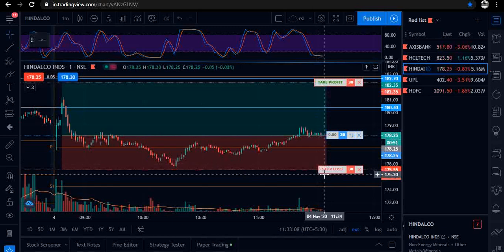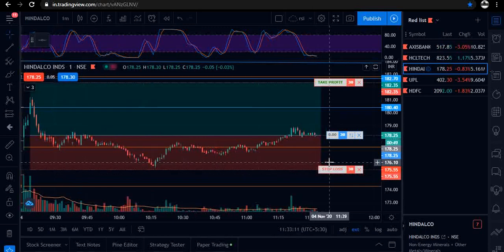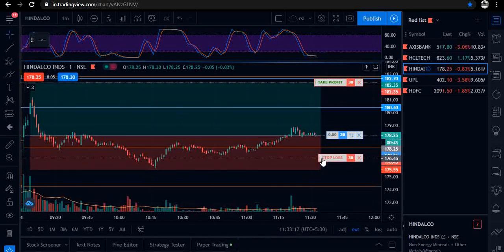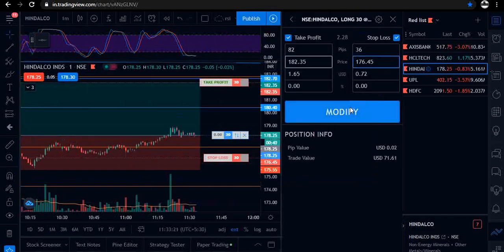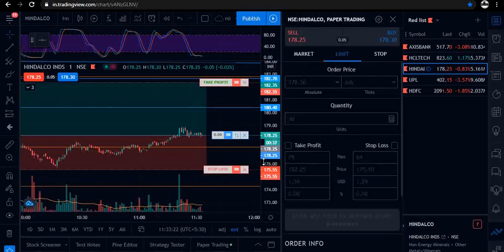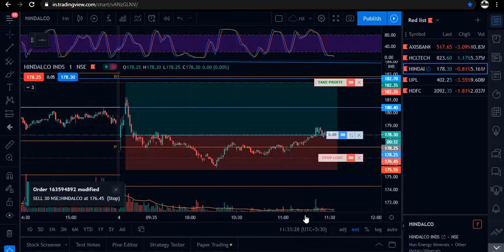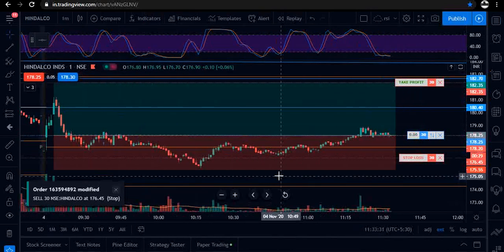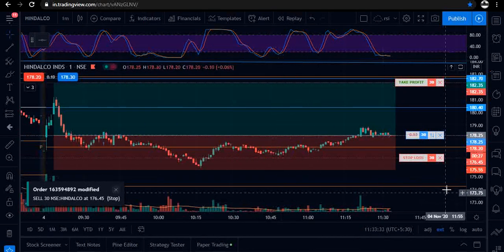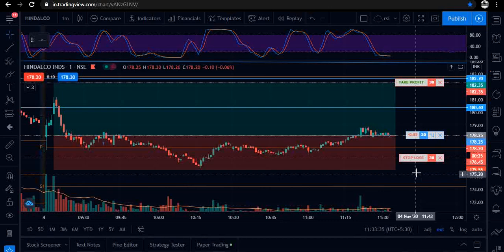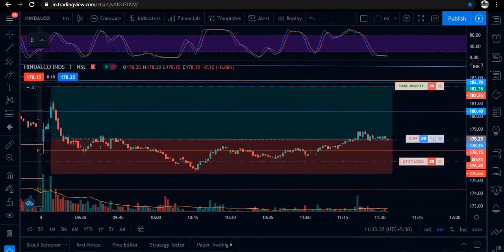So traders, I am thinking to trail my stop loss to protect our capital. Okay traders, so I am trailing it till here. So let me modify it. Okay traders, so we have now trailed our stop loss and I will update you after some time when anything or target or stop loss got triggered.